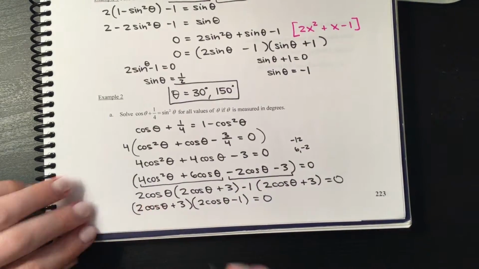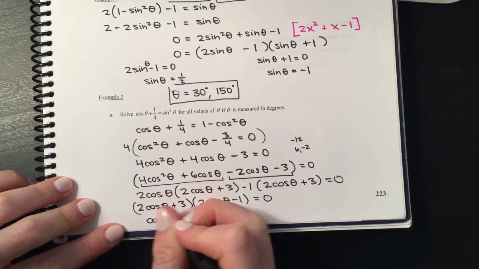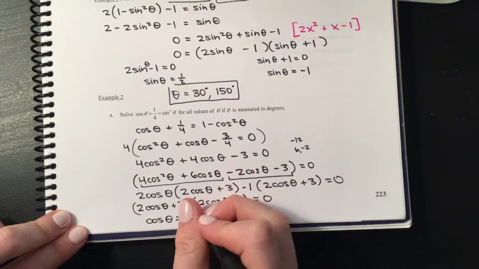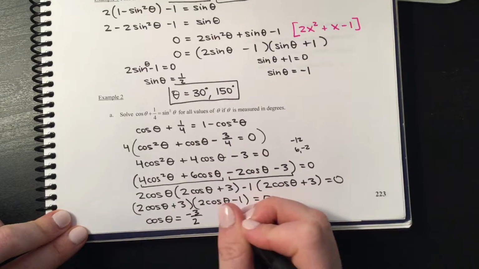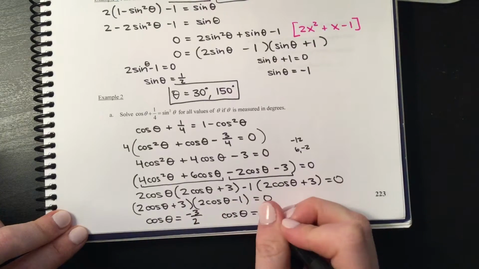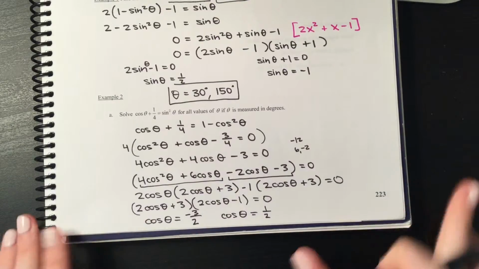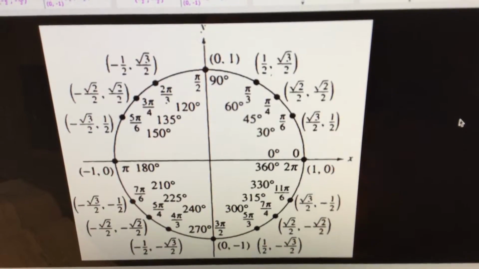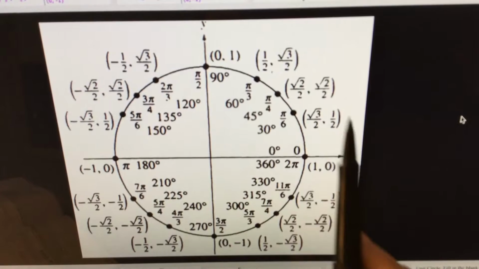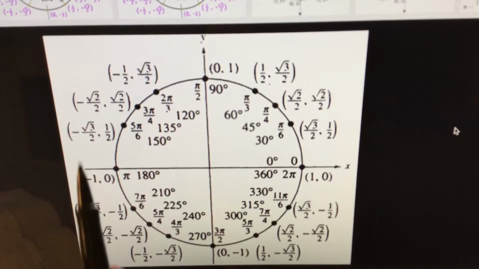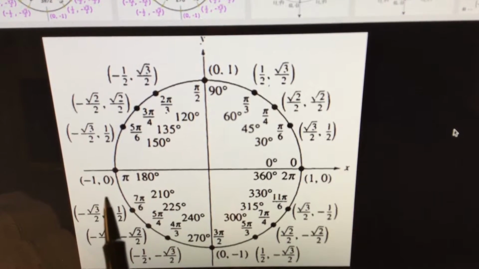If I set this one equal to 0, I end up with cosine theta, if I subtract the 3 and then divide by 2, equals -3/2. And then this one, if I add the 1 and then divide by 2, I end up with 1/2. So we're looking for angles on the unit circle that have a cosine of -3/2 and a cosine of 1/2. So let's take a look. Cosine of -3/2, we are never going to find that anywhere on this unit circle. The very lowest value is -1. So you're never going to hit -3/2. That's too far over here. So that doesn't give us a solution.